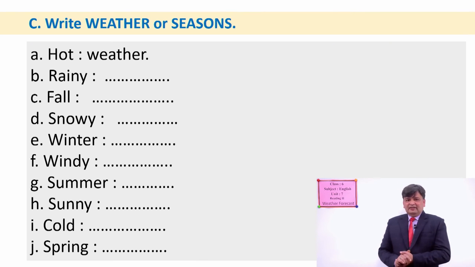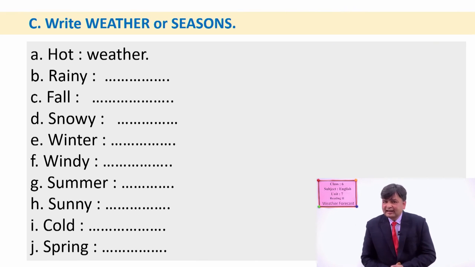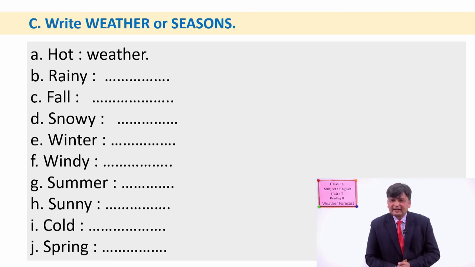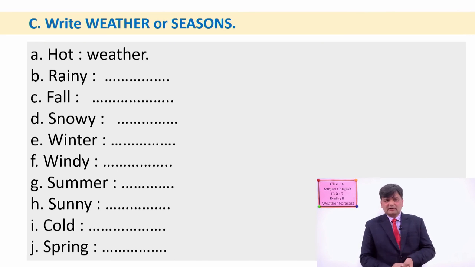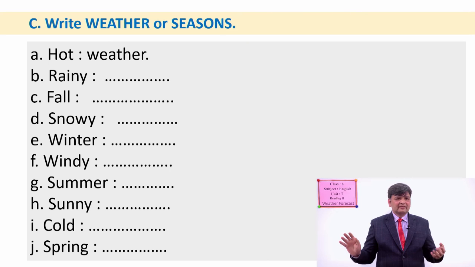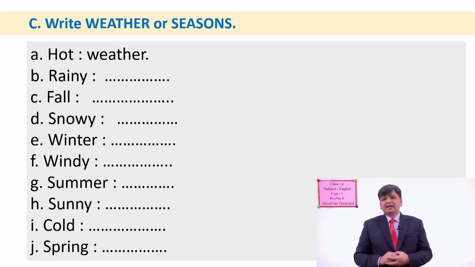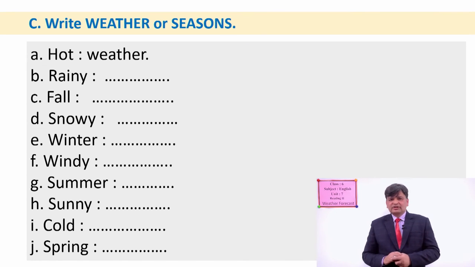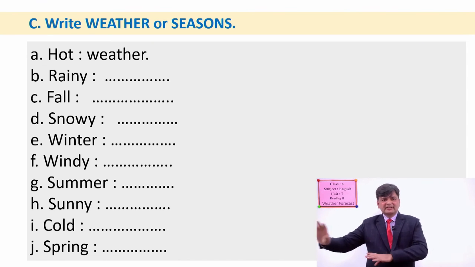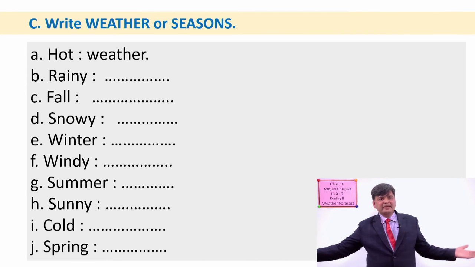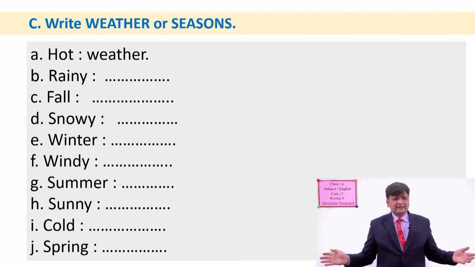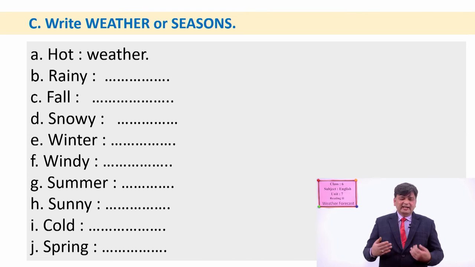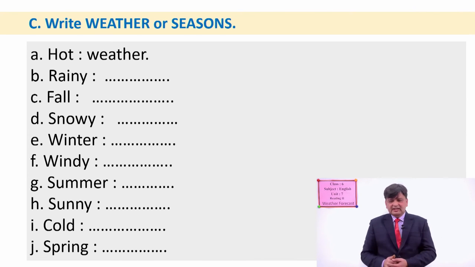Okay? So let's have a look. Number A is an example. Hot is a weather condition, right? If it is hot today, it's not sure that throughout the season, throughout a particular time frame, it will be hot, right? It may rain and it can be a little colder, right?